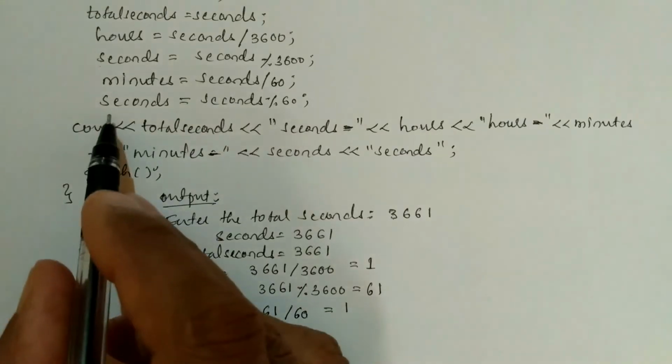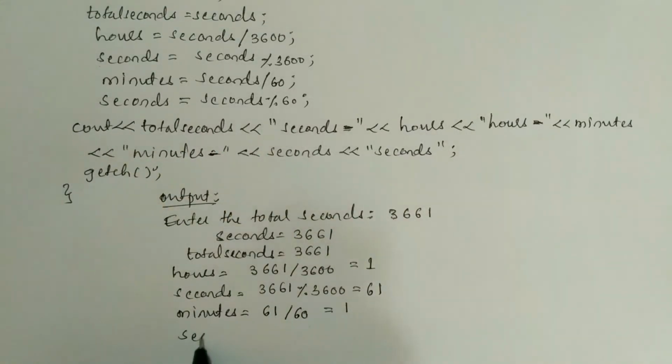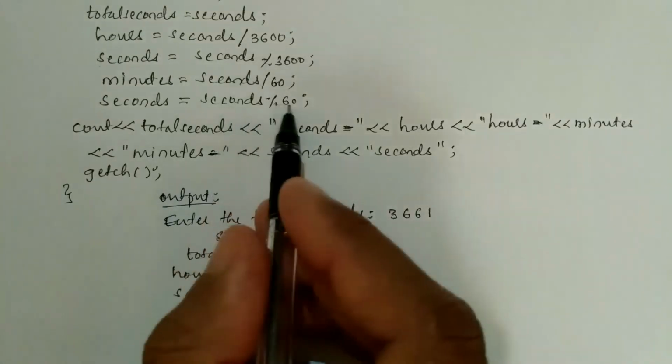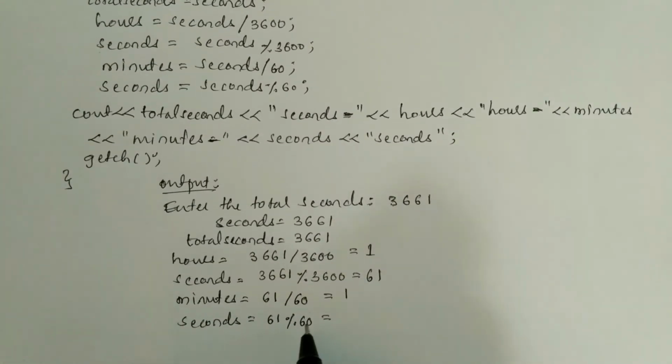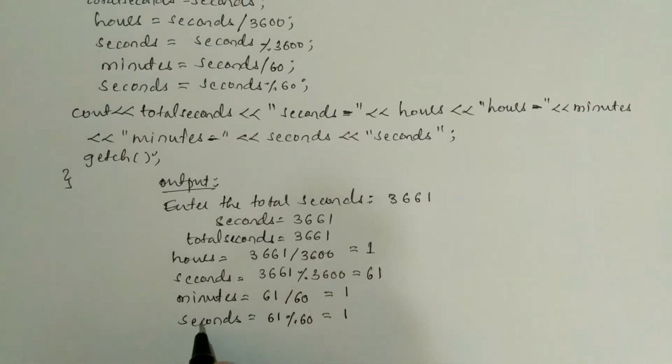The next one is seconds. Here I'm going to write seconds is equal to seconds modular division by 60. So seconds are 61, modular division by 60 gives us the remainder after dividing. 61 minus 60 gives us 1. So here 1 will be stored in seconds.